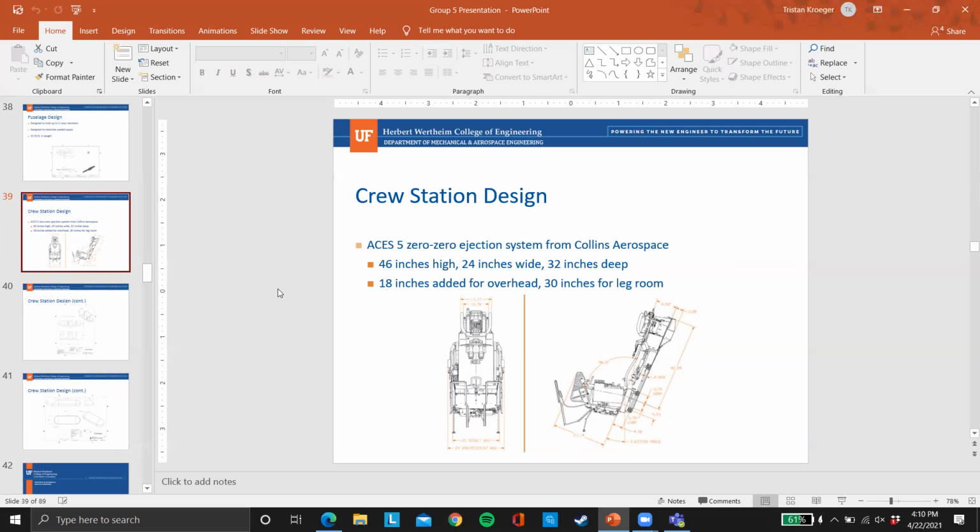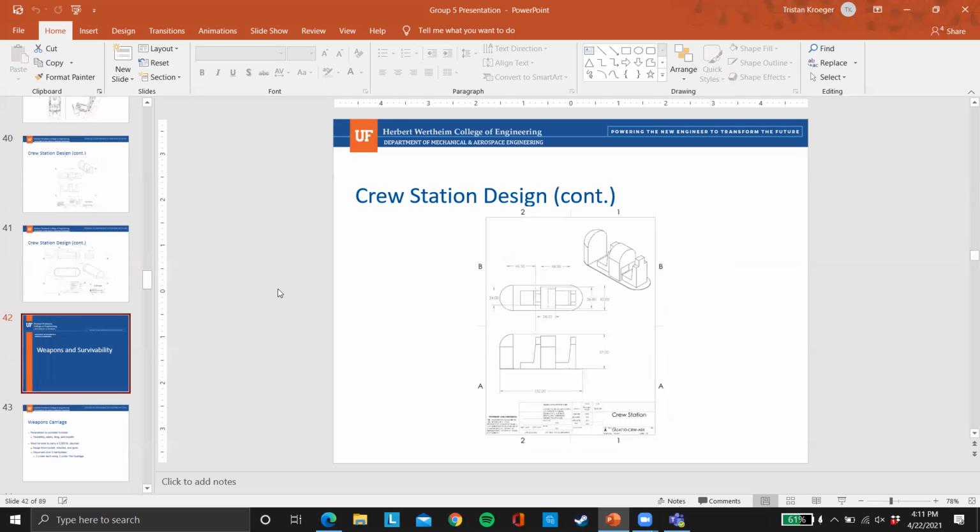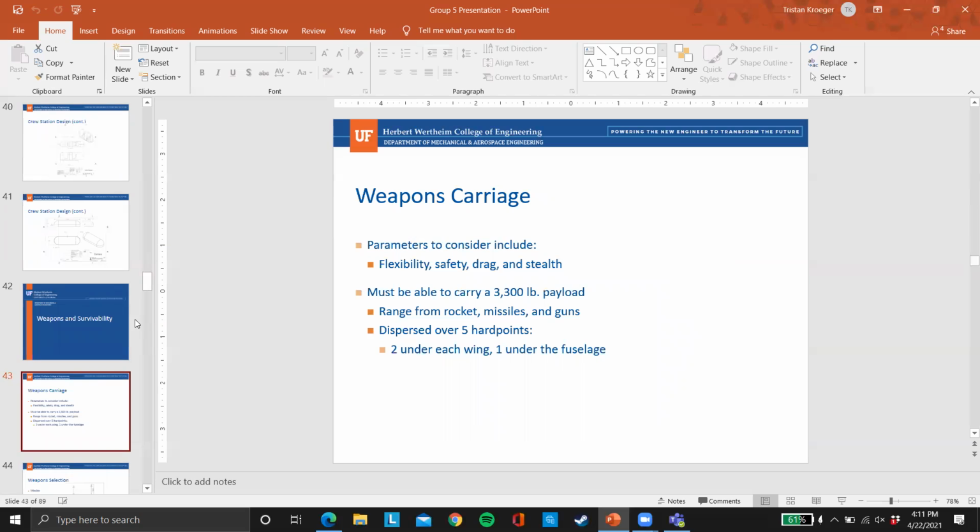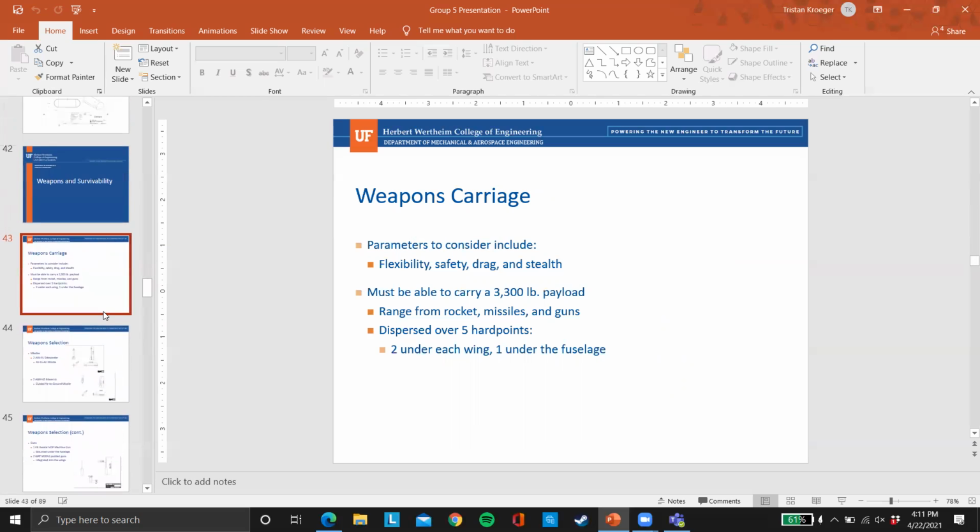And the weapon carriage must be able to carry 3,300 pounds. Is that a typo or anything? Yeah, I think that might have been a typo from the fuel, because I did that as well. Okay, I think it should be 3,000, right? Yeah, because our fuel is at 3,300 at one point, and I think I might have mixed those up. That's my bad. I apologize. It's fine. It's just a very small mistake.